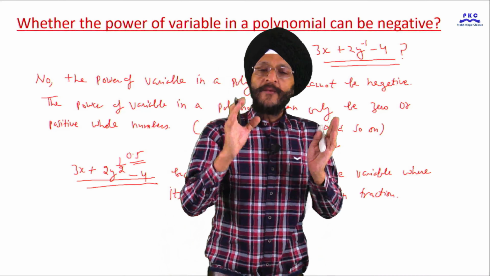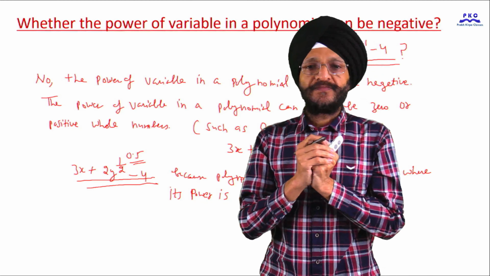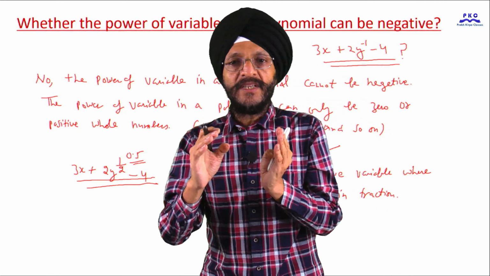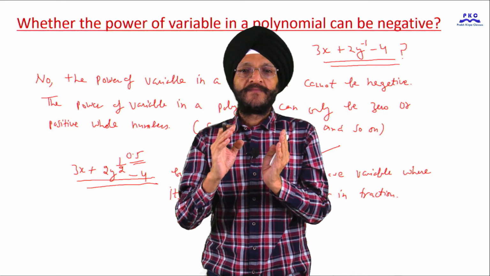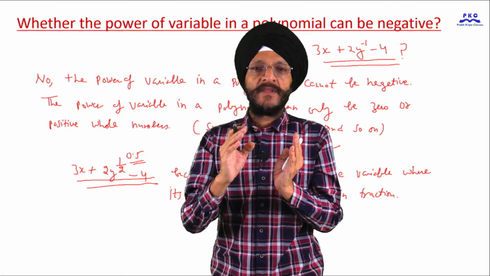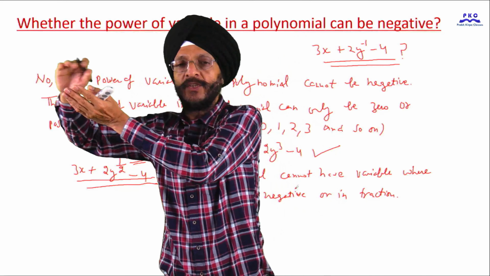A polynomial can only have terms in which the variable has non-negative integer exponents. That is, the power of the variable has to be either 0, 1, 2 or 3 and so on.